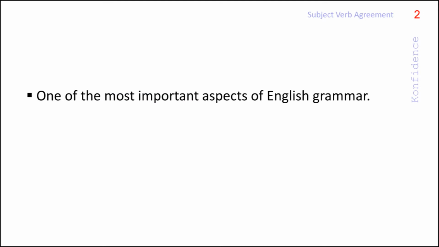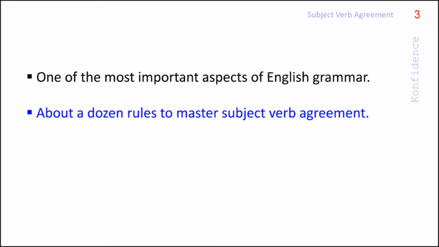Subject verb agreement is one of the most important aspects of English grammar. There are about a dozen rules that you should learn to master the area of subject verb agreement. We shall learn each of them during this discussion. Let us start with the basics.